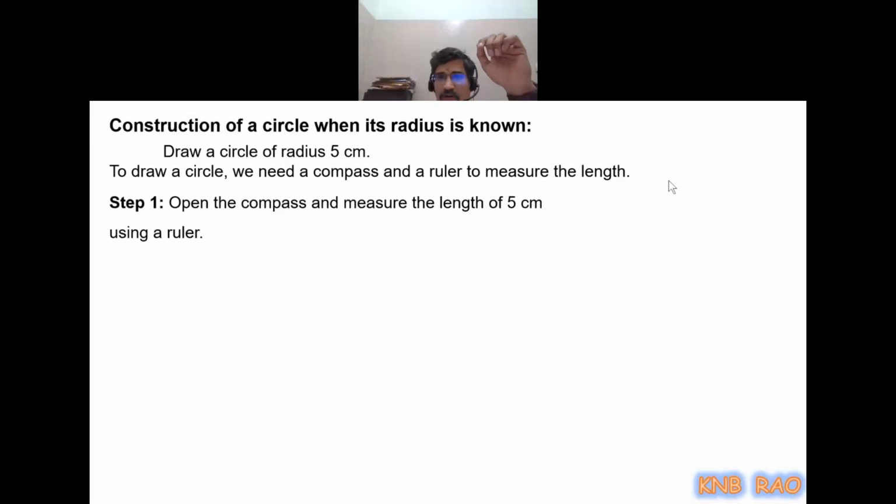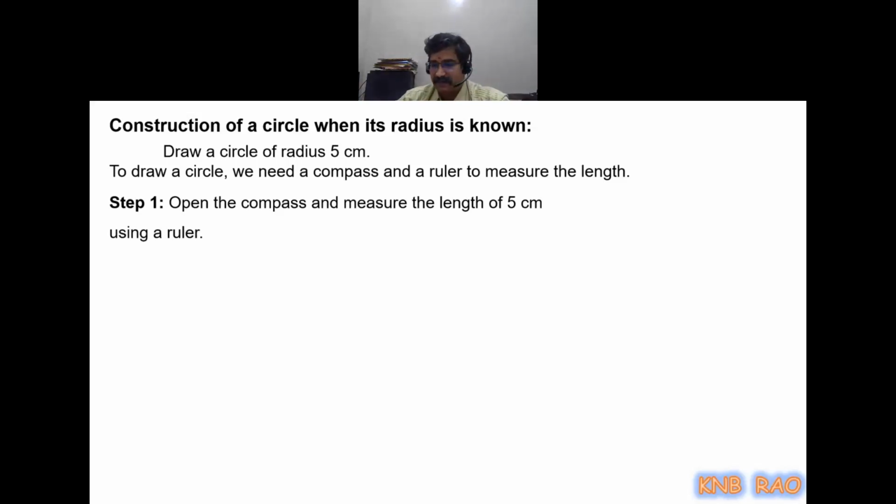See, you know, this is called a pair of compasses, right? This is a pair of compasses. Children, we use a pair of compasses and a ruler or a scale to draw a circle of radius 5 centimeter. Now, let's go for the first step. What is the first step?